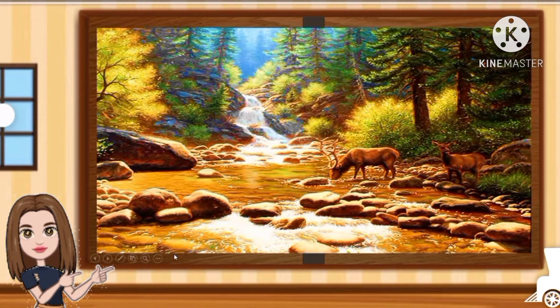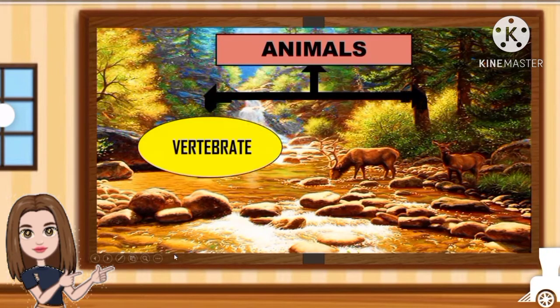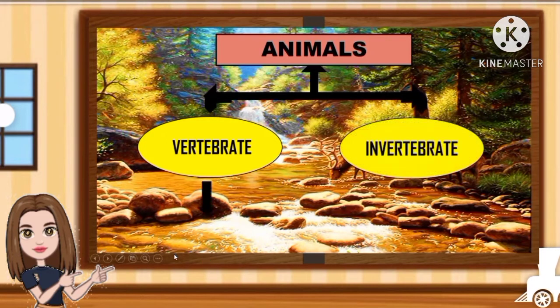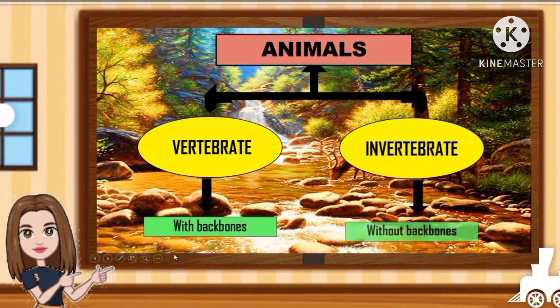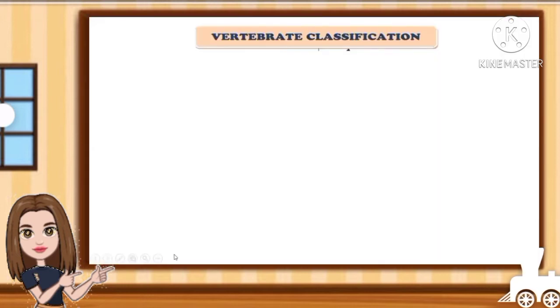Animals are classified into two big groups. These are the vertebrate and invertebrate. Vertebrate animals are animals with backbone, while the invertebrate animals are animals without backbone. Let us study the classification of vertebrate animals. There are five classes of vertebrate animals according to animal similarities and differences in characteristics.